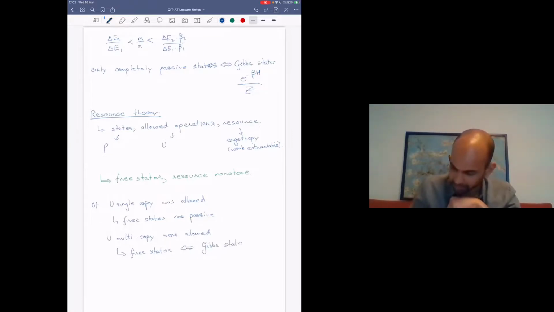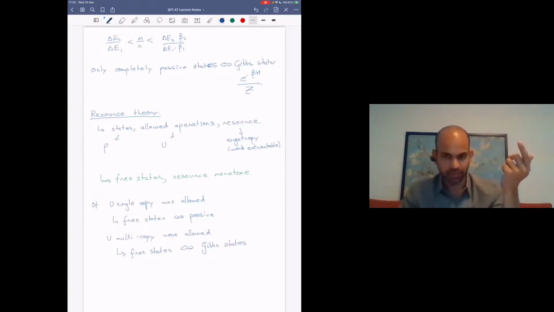This is a general feature of resource theories. It's very sensitive to what you allow as the operations. In the first case, the allowed operations are more restrictive than in the second case, because single copy unitaries are of course more restrictive than unitaries on multiple systems. As a result, the set of free states is larger in the first case. You have any passive state, whereas in the second case, you have only the Gibbs state.